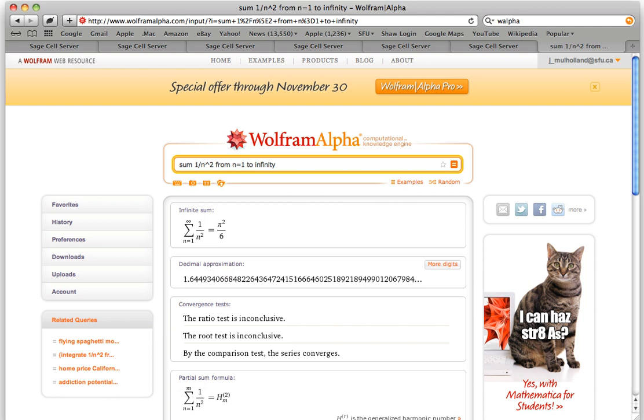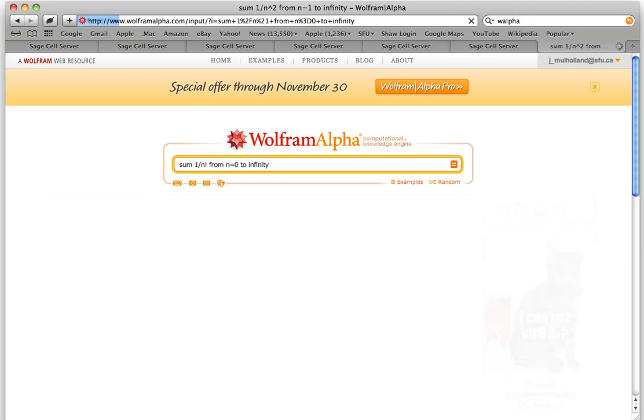pi squared by 6. So the more terms I add up in the sum, the closer I get to pi squared by 6. And if it were possible to add up all infinitely many terms, then I would get exactly pi squared by 6. So let's try another example.